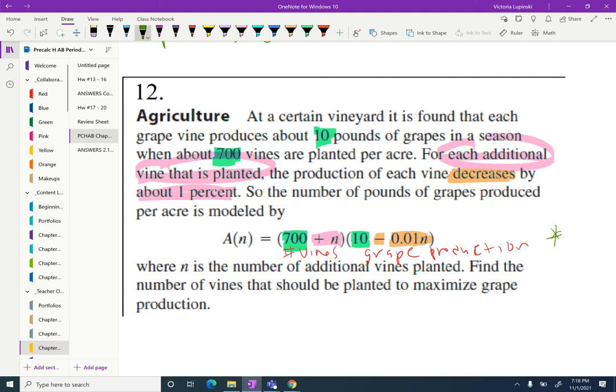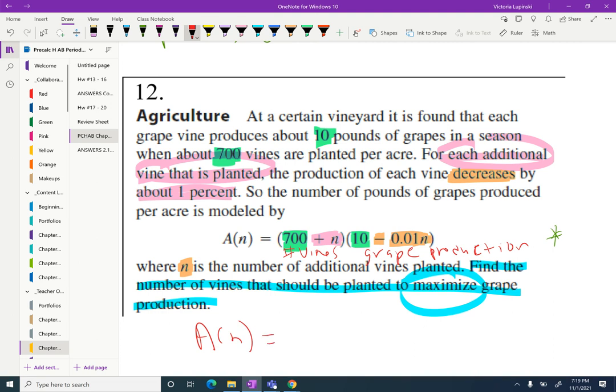But now that you have that equation, if you were trying to figure out the number of additional vines that should be planted, then you want to tell me how many vines should I have total in order to maximize my grape production. So again, you could type this into your graphing calculator as is and find the maximum, or you could multiply this out.